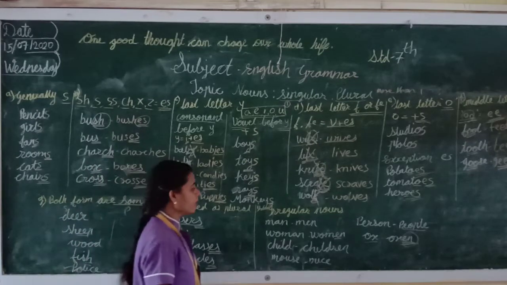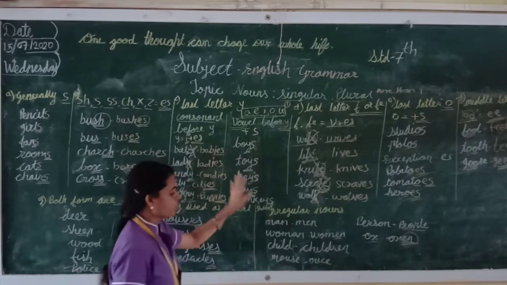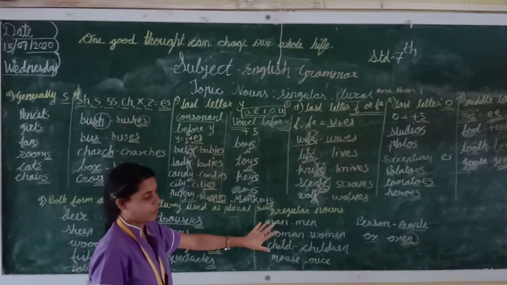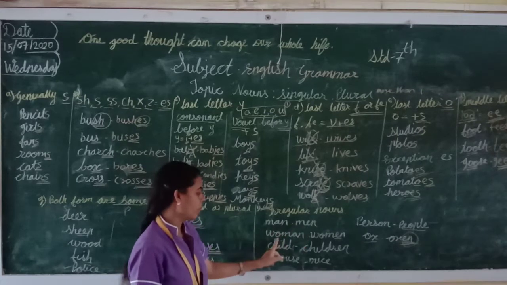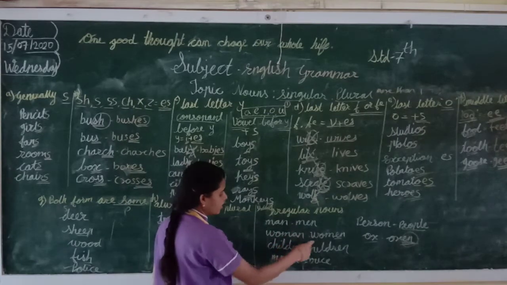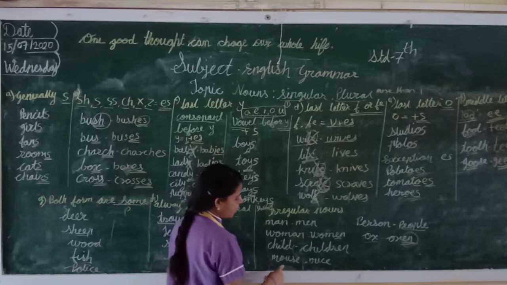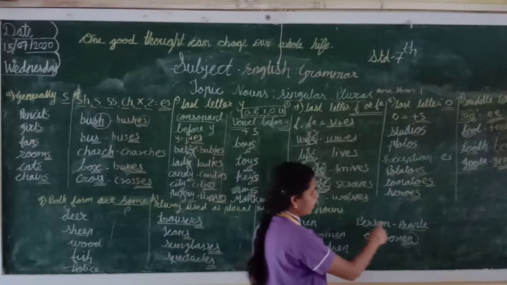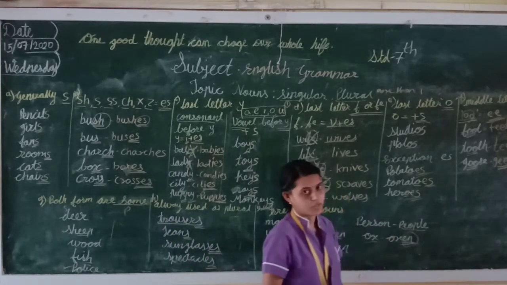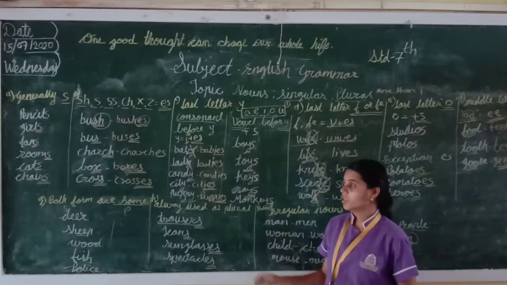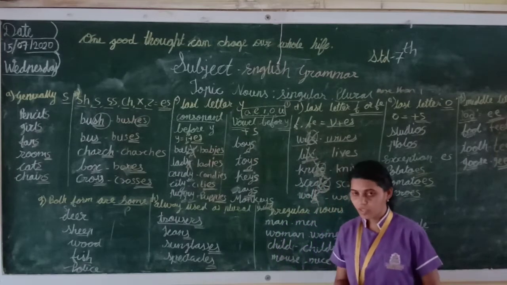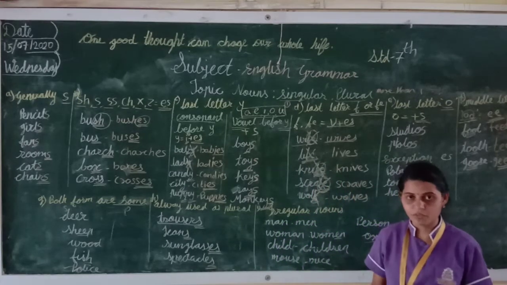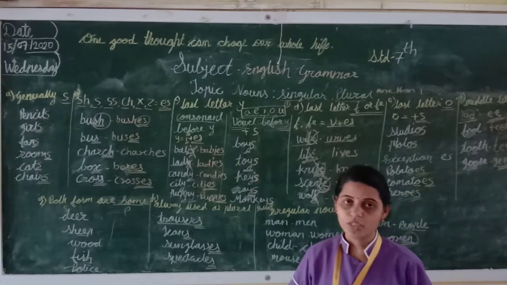And some nouns are irregular forms. Means these rules we cannot apply while making the plurals. Students, we have to remember these words. Man, men, woman, women, child, children, mouse, mice, person, people, ox and oxen. I hope students you understood how to make singular and plural. You will revise again, and you will study at home. Thank you.